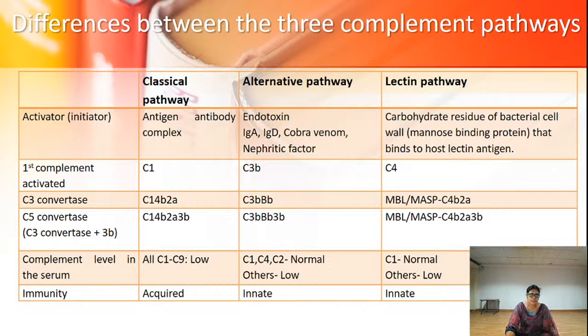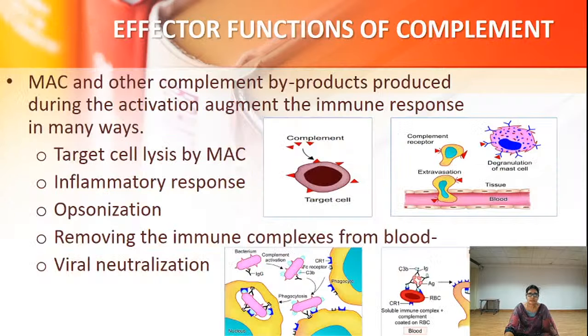This is important: if you at least remember the C3 convertase, it is the initiator, and that is more than enough to write the pathways. Very easy if you remember that.